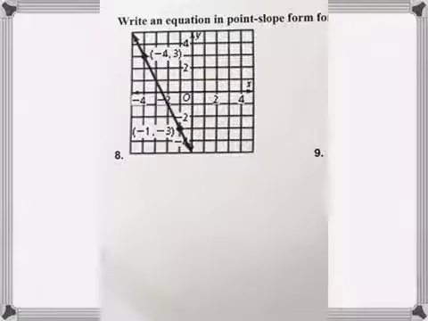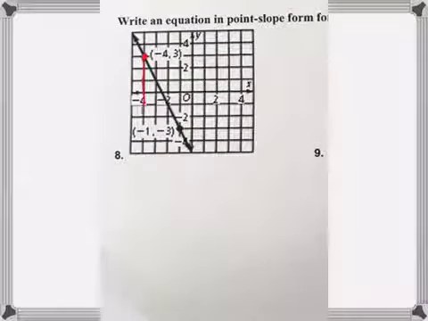Question 8, it says write the equation in point-slope form for the given line. So in order to write our equation, we have to first find the slope of the line. So I'm actually just going to count rather than use the slope formula. So starting at the leftmost point, I'd go 1, 2, 3, 4, 5, 6. 6 units down, so that's minus 6. And over 1, 2, 3. So my slope, if I do rise over run, would be negative 6 over 3, which is negative 2.